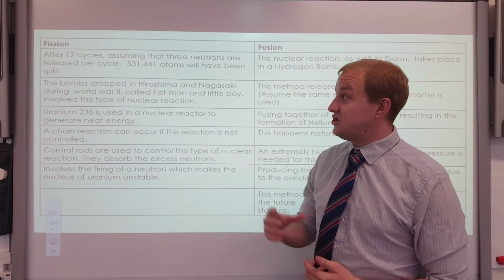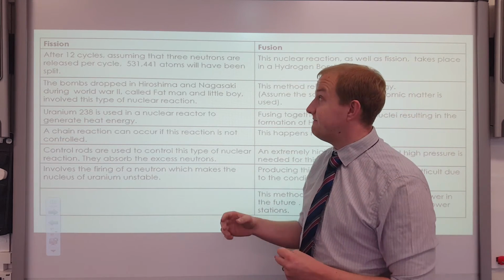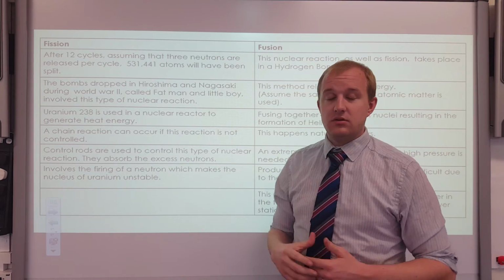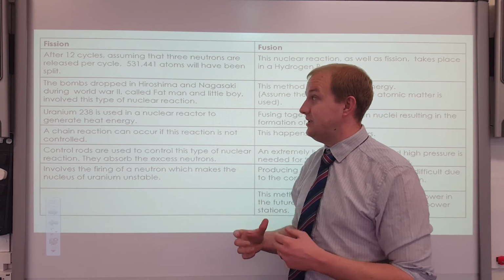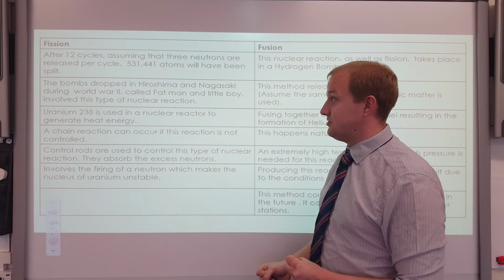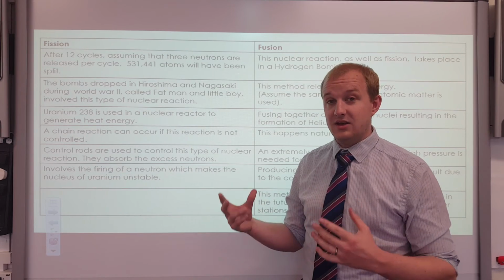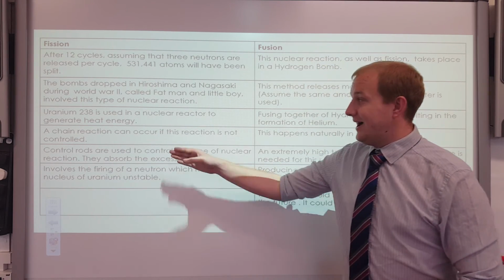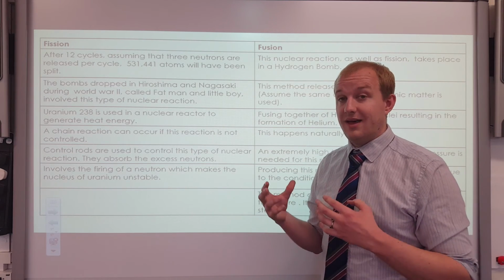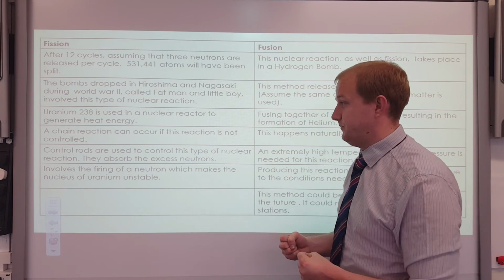Nuclear fission, after 12 cycles, has produced 531,441 atoms which have been split apart. The bombs dropped in Hiroshima and Nagasaki during World War II used this reaction. Uranium-235 is used in this reaction to generate heat to therefore create electricity in a nuclear power station, and the chain reaction can occur if it is not controlled in a sensible way, causing a giant nuclear explosion.